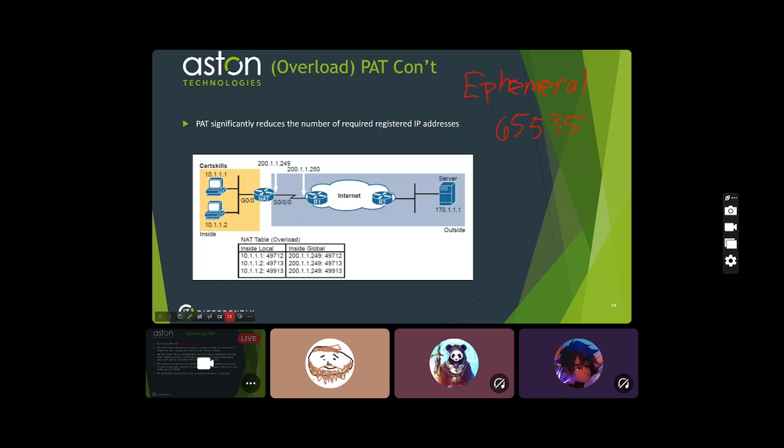So, I think it's 49,000 through 65,535. These are all ephemeral ports. And the number may be lower. But they are ports with no specific purpose. And so they will be utilized by protocols like NAT to represent private IP addresses to the public internet.